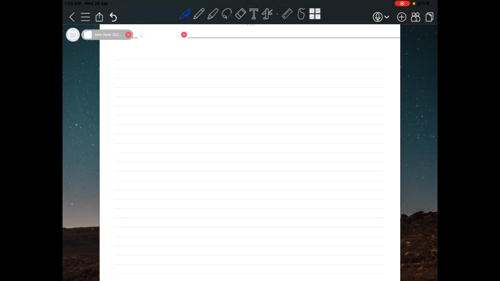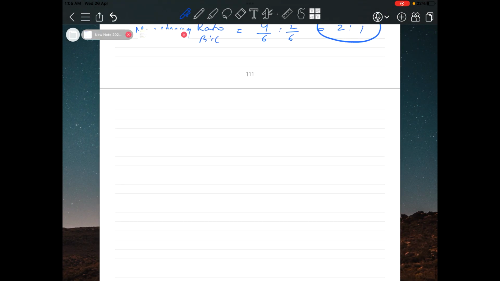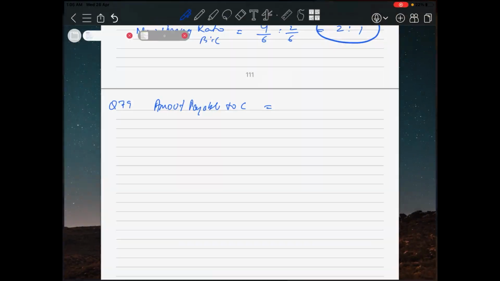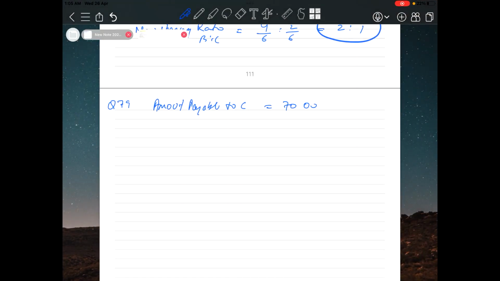Okay, so question number 79. Now what is the amount payable? Amount payable to C is 70,000. Okay, amount payable to C is 70,000, and how much they have paid? They have paid 75,000. So this 5,000 is basically for goodwill.